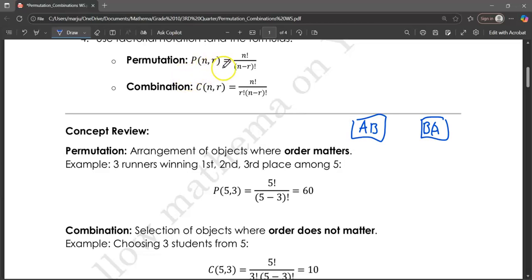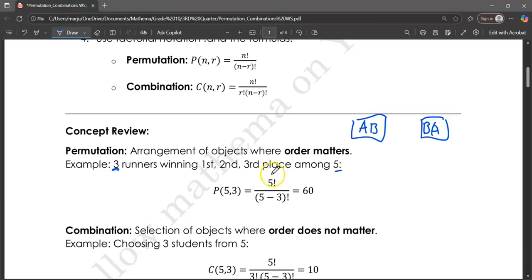The formula for permutation is just this: n factorial divided by quantity of n minus r factorial. N is the total number of elements, and then r is the number that we are choosing from. So for example, here, we're actually choosing 3 among 5 students. So we have 5 factorial divided by 5 minus 3 factorial.